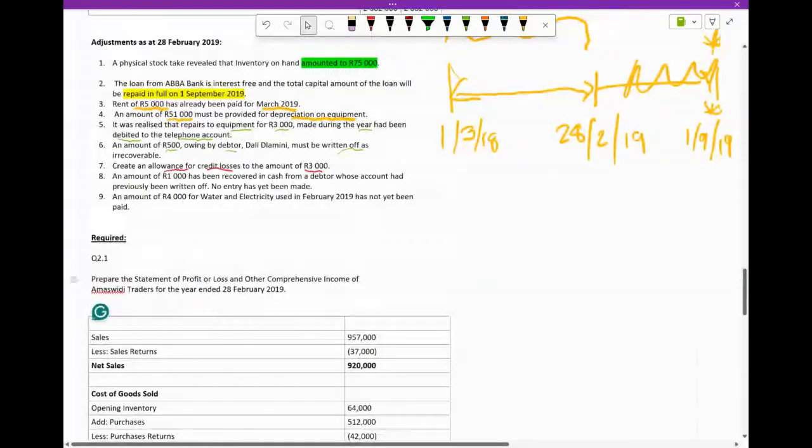Number 8. An amount of 1,000 has been recovered in cash from a debtor whose account had been previously written off. No entry has yet been made. So what is this going to affect? What accounts are affected here? Bank, yes, and debtors control. Are you sure? Are you very sure?